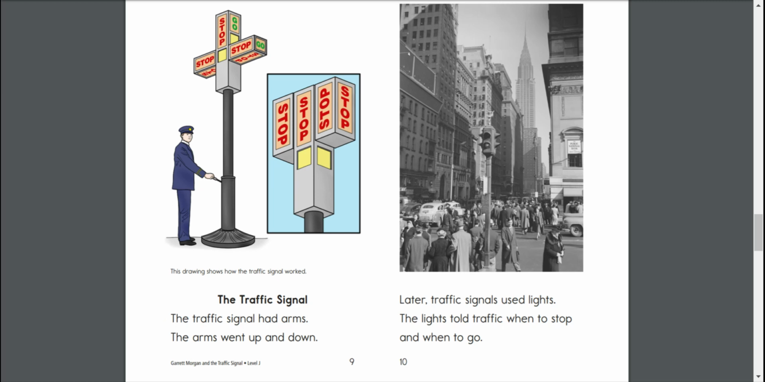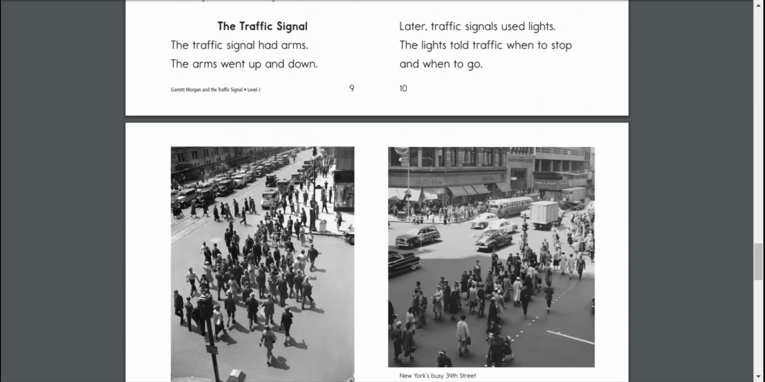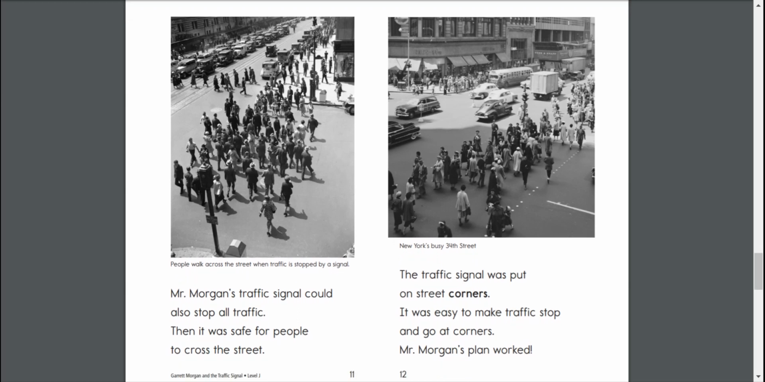The traffic signal had arms. The arms went up and down. Later, traffic signals used lights. The lights told traffic when to stop and when to go. Mr. Morgan's traffic signal could also stop all traffic. Then it was safe for people to cross the street.